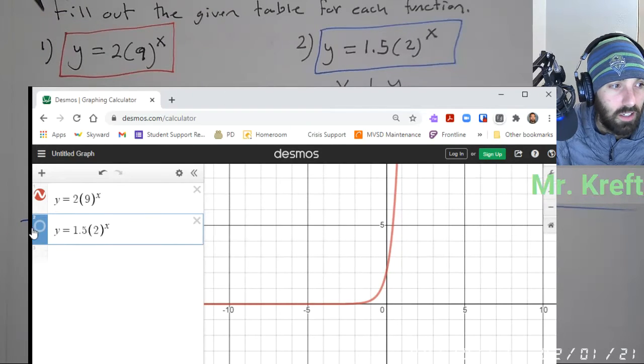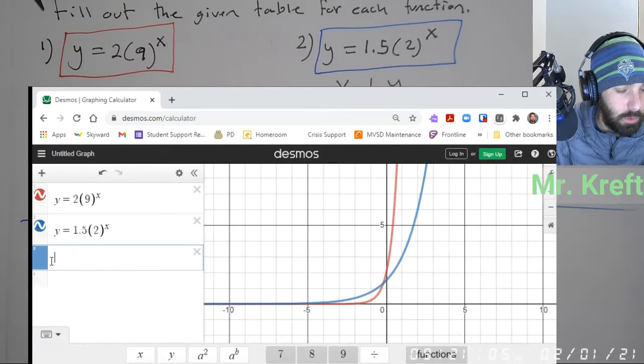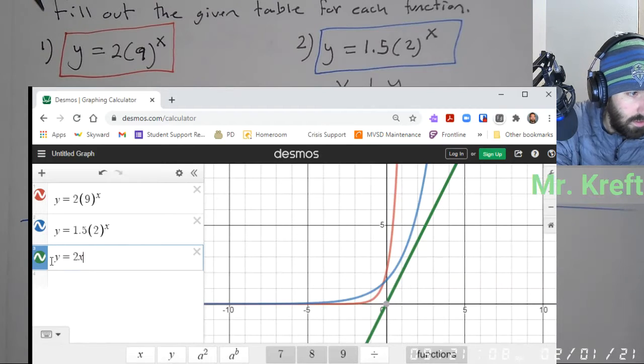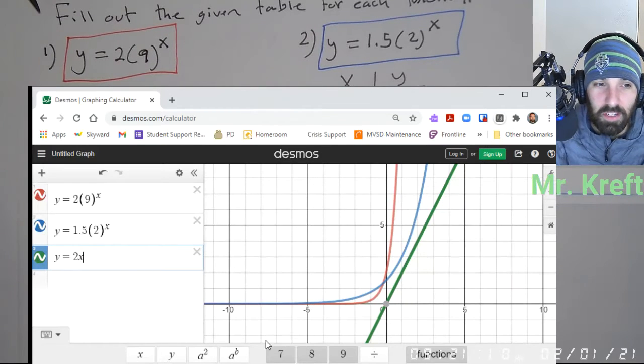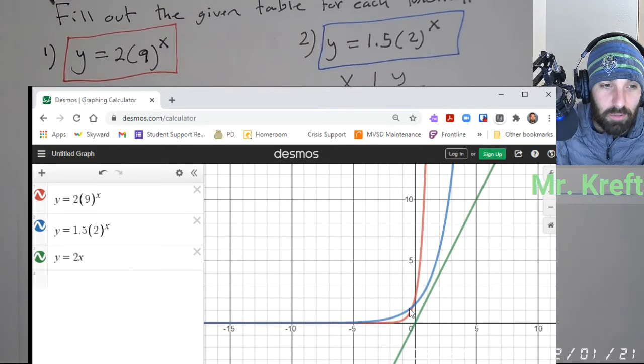I thought for sure you could change the color. You can't. Those are the default colors. I think if you do the next one, it turns out to be green. Okay. So I'm just showing you a comparison. So look at these graphs.